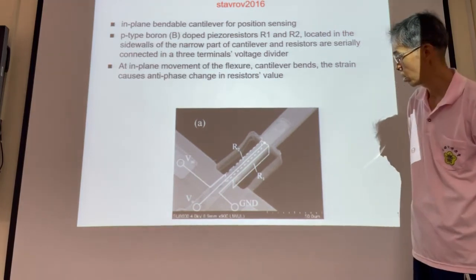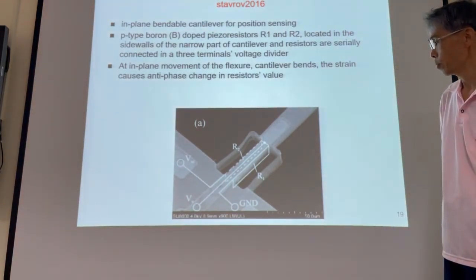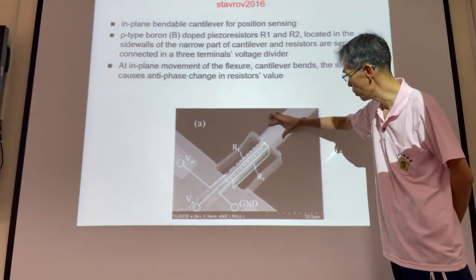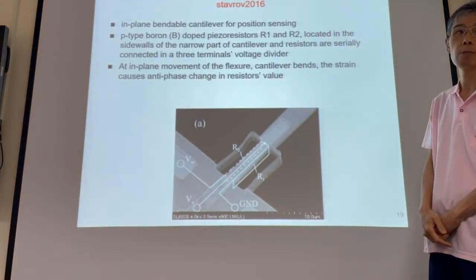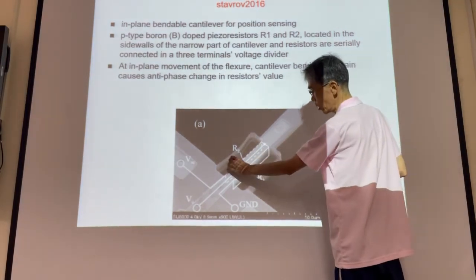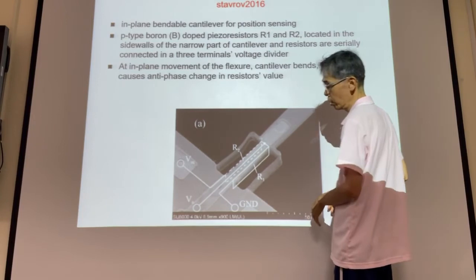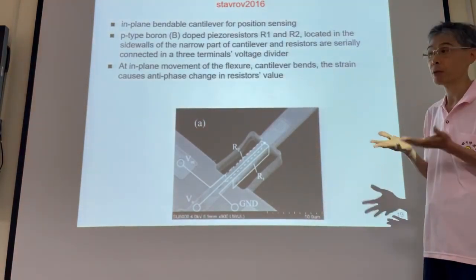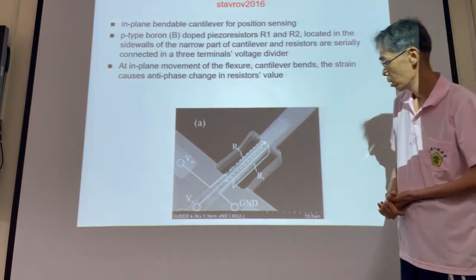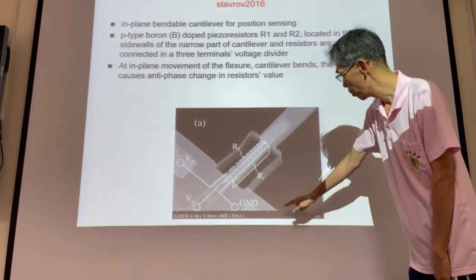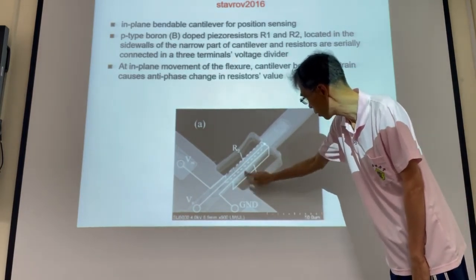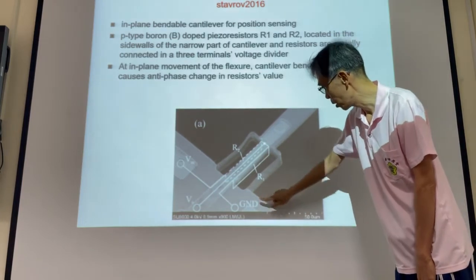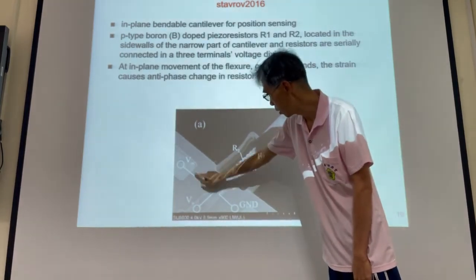This is another design. It's a similar design done by Hugh, because this bit, if you just use this bit to the anchor, then the deformation is too small. But if you create the cavity here, and use this design, you can increase the deformation. Not a lot, but a little bit. Piezoresistor 1 here, piezoresistor 2 here. So see, this is piezoresistor R1, piezoresistor R2. And the signal VO.